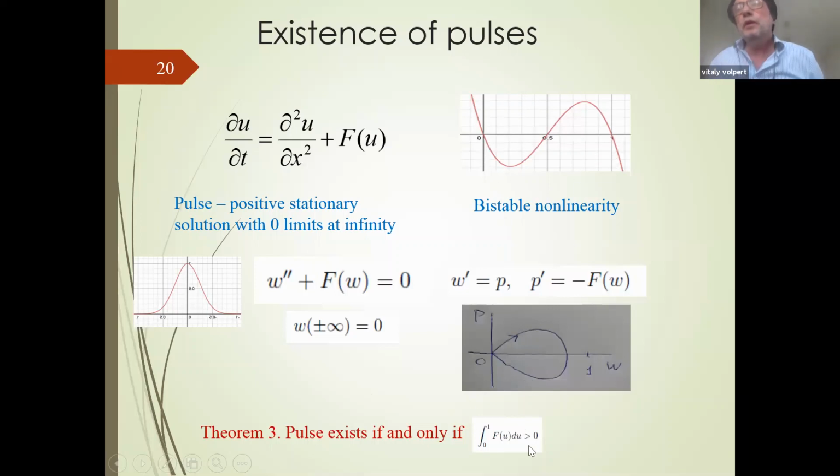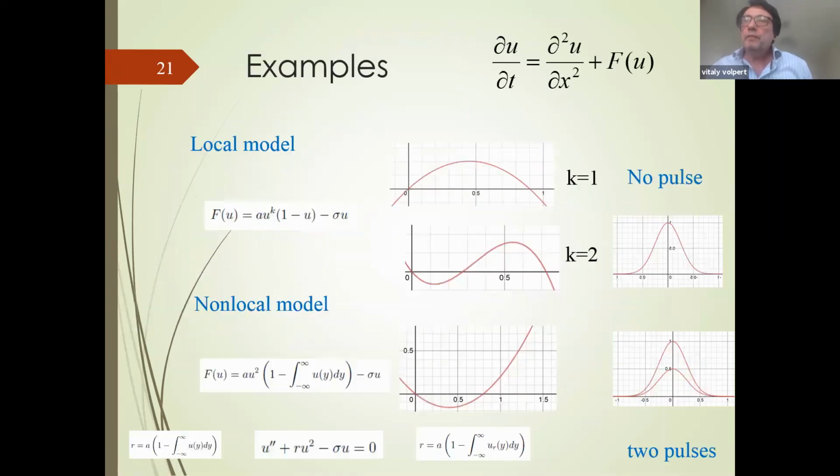You should also keep in mind that the condition that the nonlinearity is bistable is important. For the monostable nonlinearity, solutions like that do not exist. Well, and again, there are some examples. In the monostable case, the solution does not exist. In the bistable case, such a solution exists. We formulated this condition on the integral.